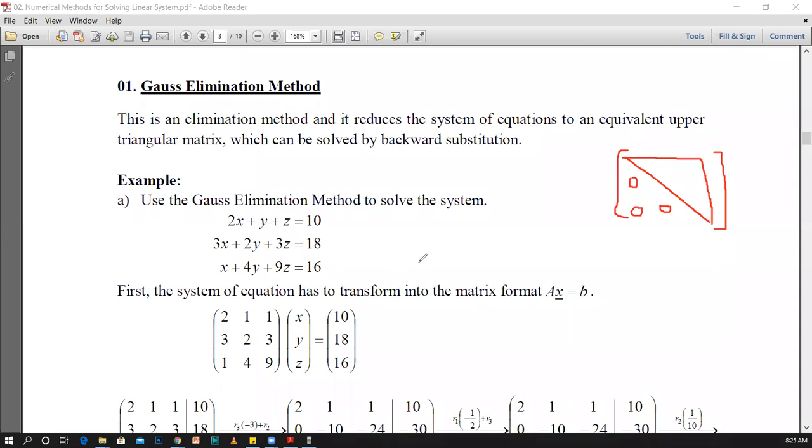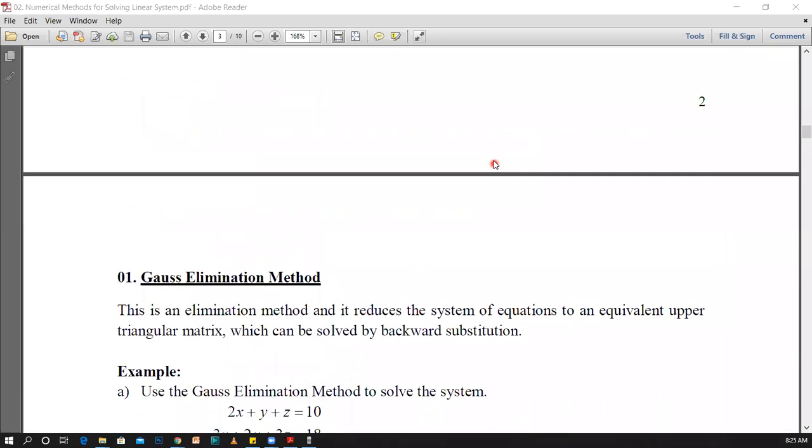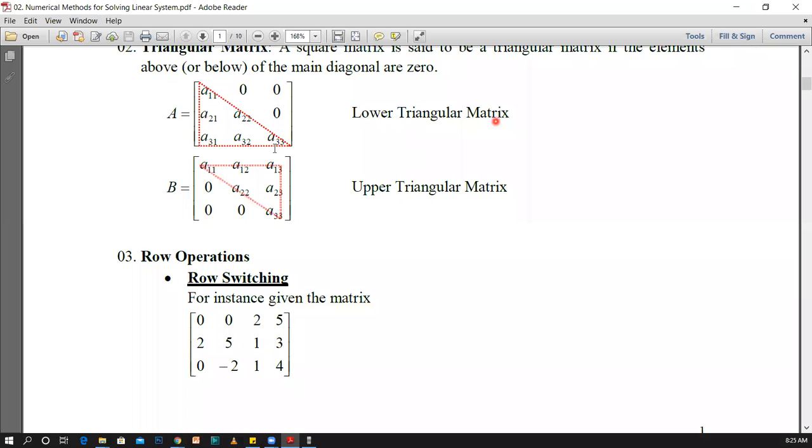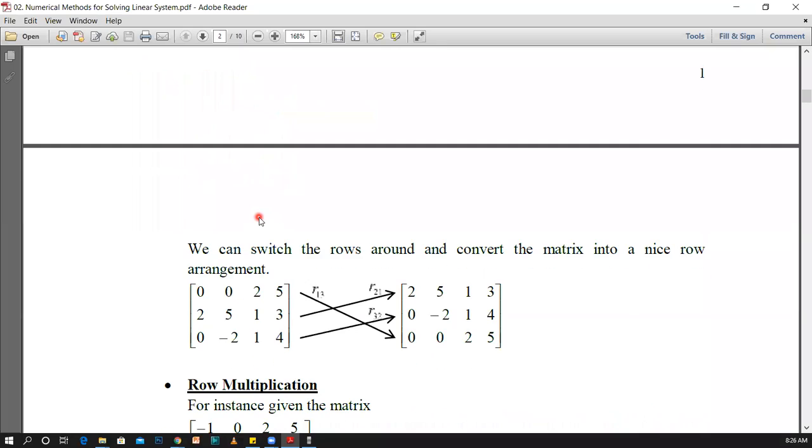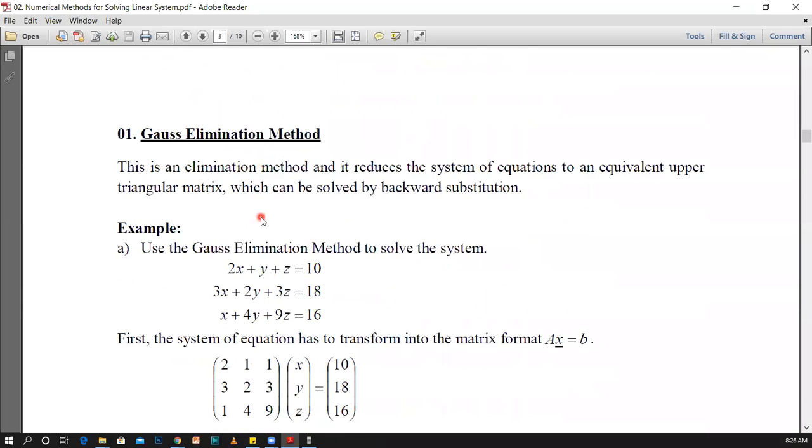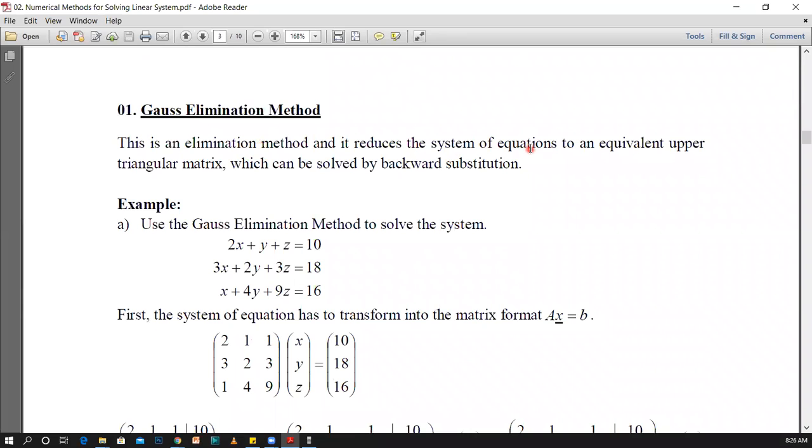This is what we have discussed here also. Elements below the main diagonal being 0 is said to be the upper triangular matrix. Therefore, when we are using this Gauss elimination method, first we convert the system of linear equations into the matrix format, then we reduce the coefficient matrix to an equivalent upper triangular matrix, and then we use the backward substitution method to obtain the answers for the unknown parameters.